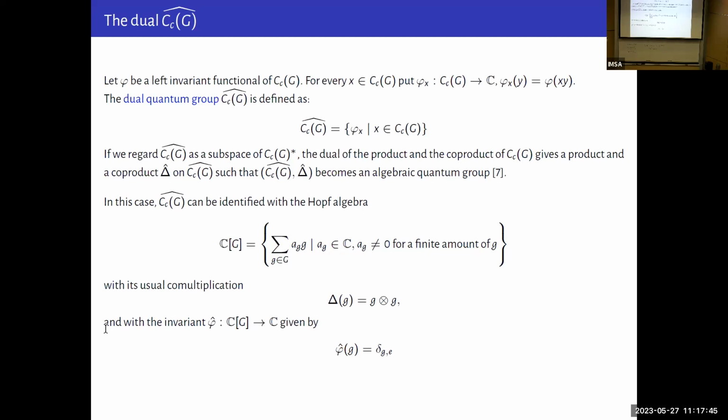This is the group algebra, okay? With its usual multiplication and the diagonal coproduct, and this is the invariant functional in this case. Well, this phi hat evaluated on an element g of the group is just the delta: it's 1 if g is the neutral element and 0 otherwise.